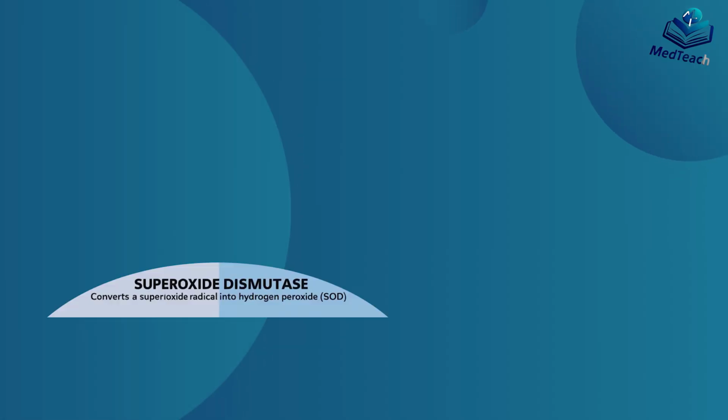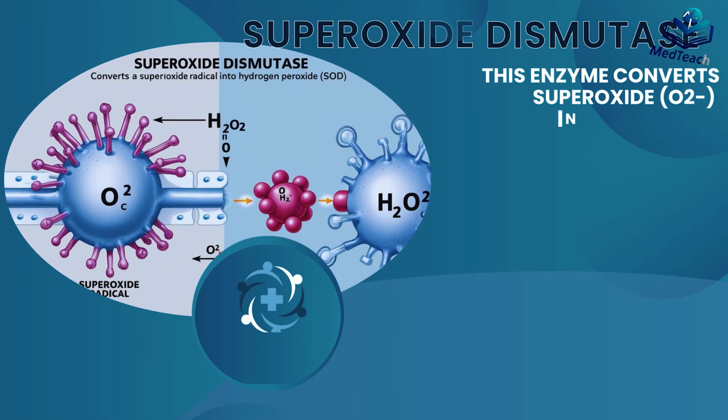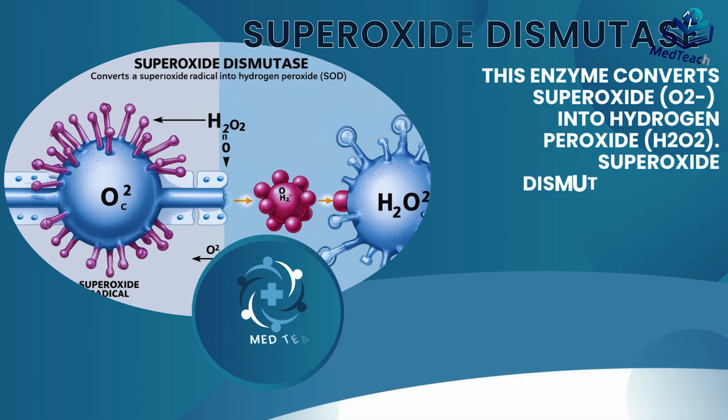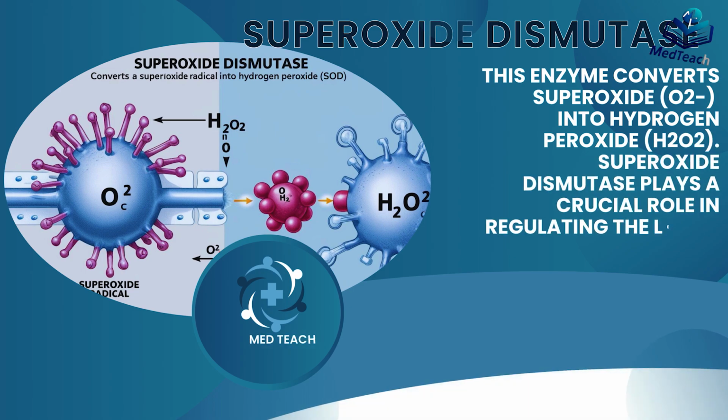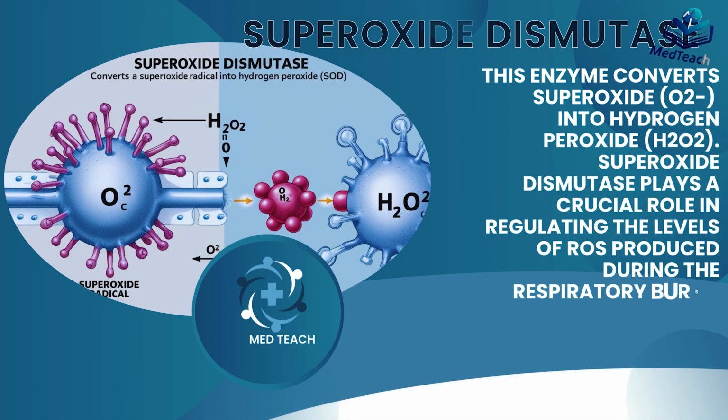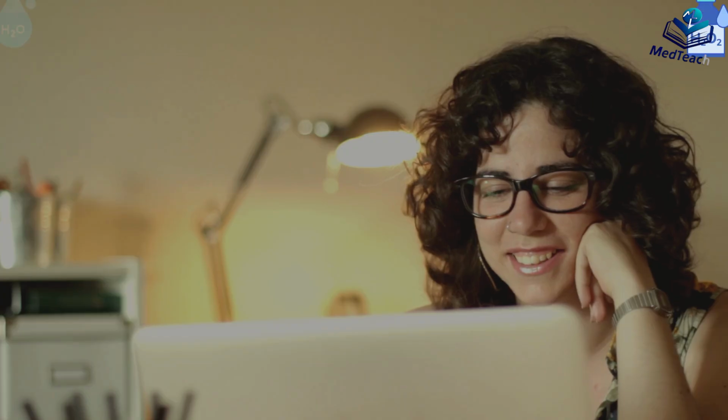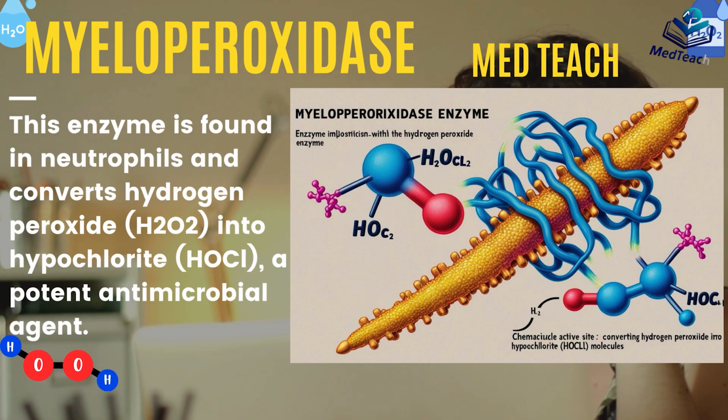The next one is the superoxide dismutase. This enzyme catalyzes the conversion of superoxide ions into hydrogen peroxide. Superoxide dismutase plays a crucial role in regulating the levels of reactive oxygen species produced during the respiratory burst. And then finally we have the myeloperoxidase. This enzyme is found in neutrophils and converts hydrogen peroxide into hypochlorite ions, a potent antimicrobial agent.